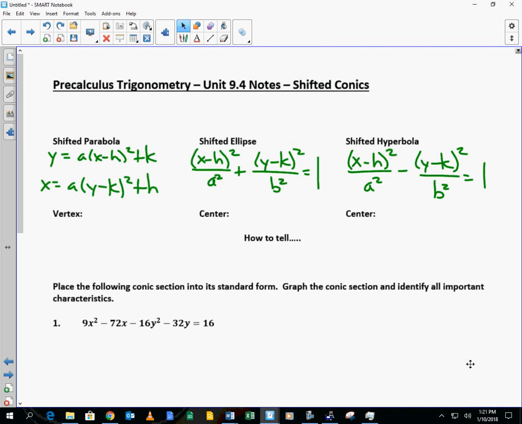We have formulas, or I should say equations, for parabolas that are shifted. You can see y equals a times x minus h squared plus k, and x equals a times y minus k squared plus h. Question is, what's the vertex? Do you remember? (h, k).